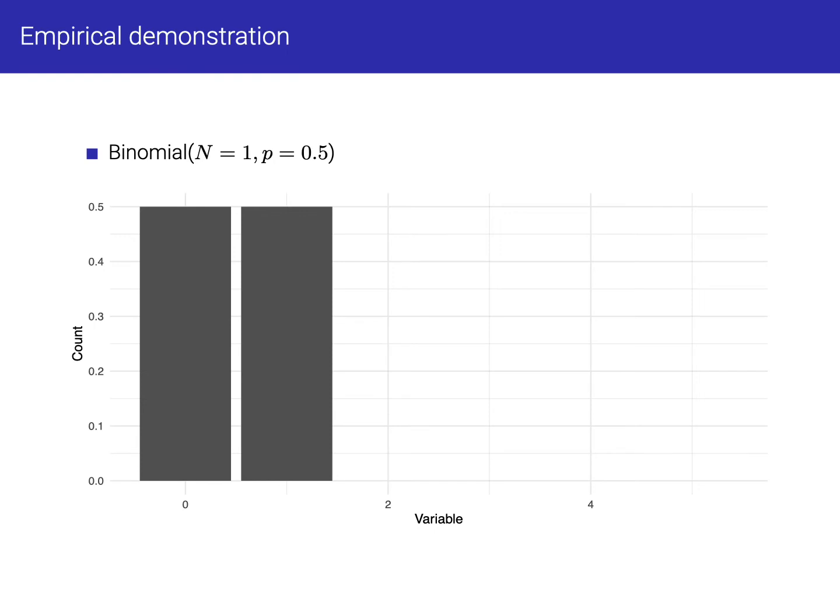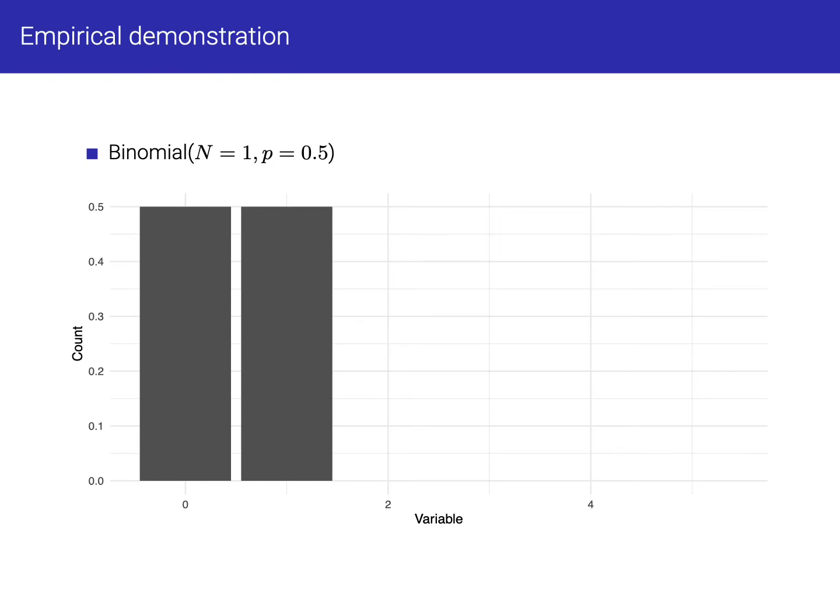Right? So these are the only two possibilities. What is the rate in this example? The rate is the predicted count, the expected count. So it's calculated as N times P. So 1 times 0.5. So the rate is 0.5.